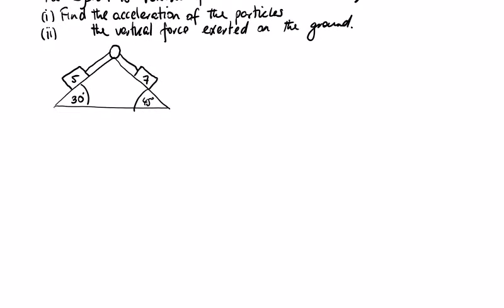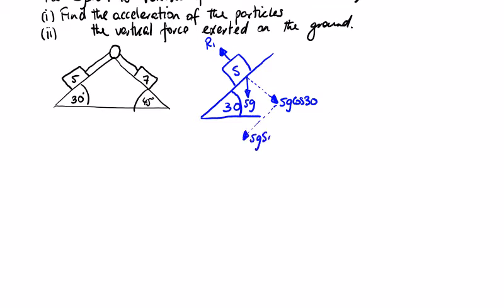So let's have a look at the forces at play here. Let me start with my 5 kilogram mass on the 30 degree face. We have my reactionary force between the particle and the wedge, and the weight coming down, 5G. Call this R1, because we're going to have a different one on the far side. We have 5G cos 30 perpendicular to the incline, and going in this direction, 5G sine 30.